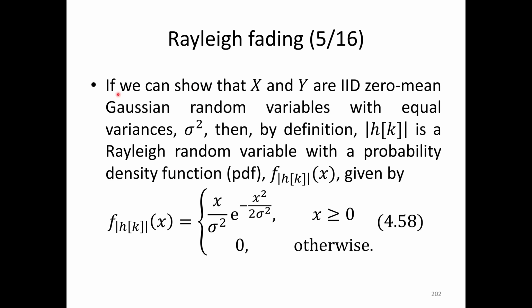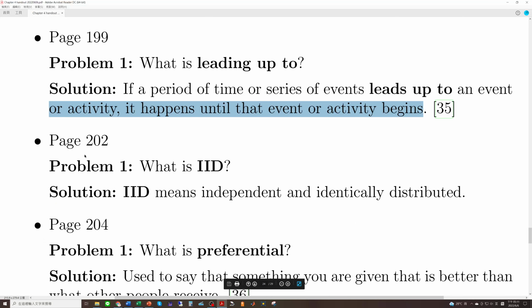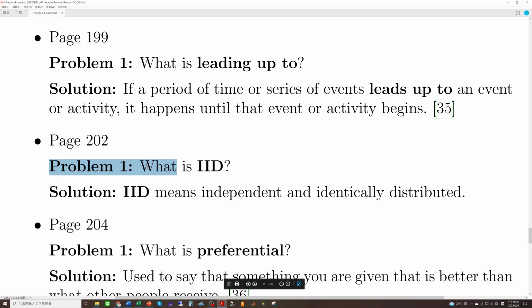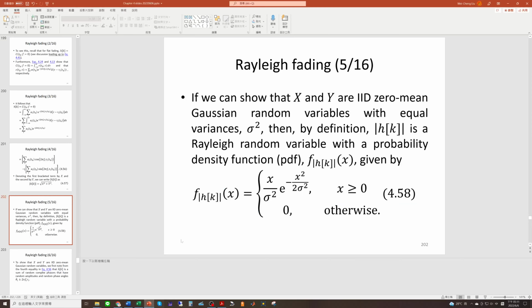Next page. If we can show that x and y are IID, what is IID? Let us look at the handout. Page 202, problem 1. What is IID? Solution: IID means independent and identically distributed. Let us go back to the slides.